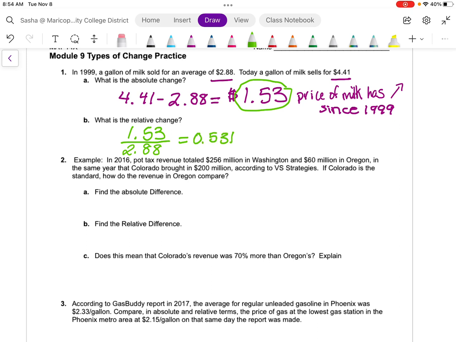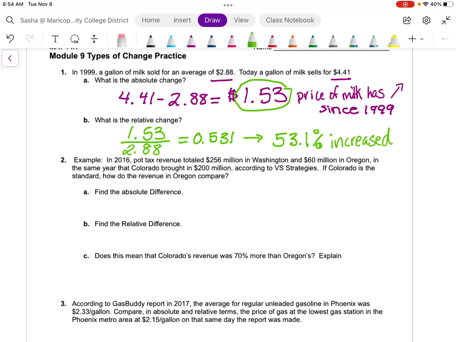0.531. Now we want to write our relative change as a percent, so we would multiply that number by 100, and we would find out that the price has increased 53.1%. And when I say it that way, all of a sudden I'm like, whoa, milk's gone up a lot in the last 20 years. So that's the difference between an absolute change and a relative change. We're looking at just the dollar amount that it changed versus thinking in terms of percentages, which allow us to compare different growth.